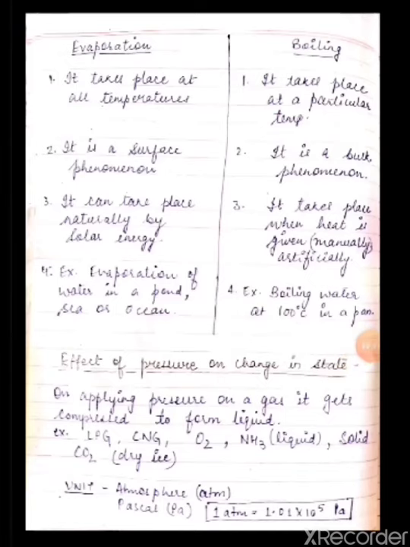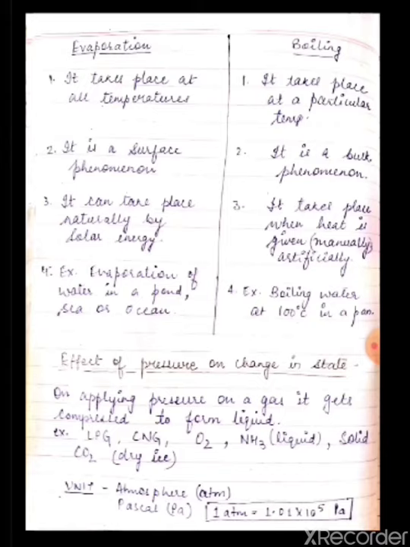Now our next topic is the difference between evaporation and boiling. Evaporation and boiling both come under a particular topic, that is vaporization. So it is mainly dealing with the change of state from liquid to gas. Evaporation takes place at all temperatures below the boiling point also, and boiling takes place at a particular temperature. If you take the example of water, you know the boiling point of water is 100 degrees Celsius, but water evaporates below 100 degrees Celsius.